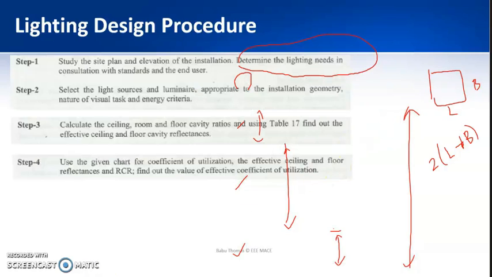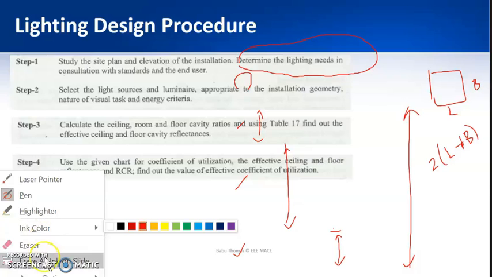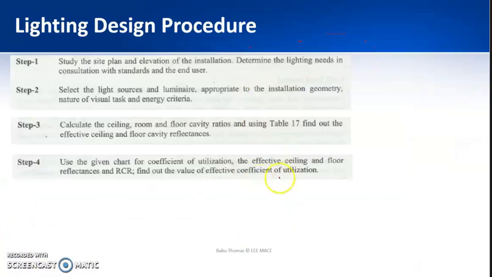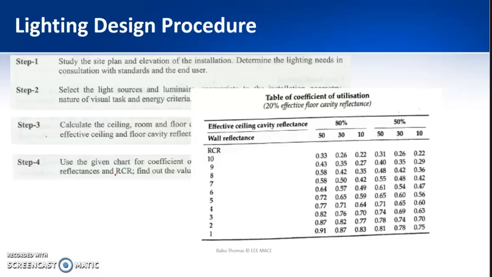Next is to find out the coefficient of utilization for the effective ceiling and floor reflectances and the room cavity ratio. So that coefficient of utilization table will be given. This is for the floor cavity reflectance, it is given, and ceiling cavity reflectance is given here. Wall reflectance values are given, and then RCR is given, and from there you need to select the corresponding coefficient of utilization.